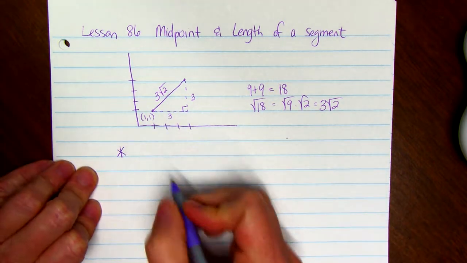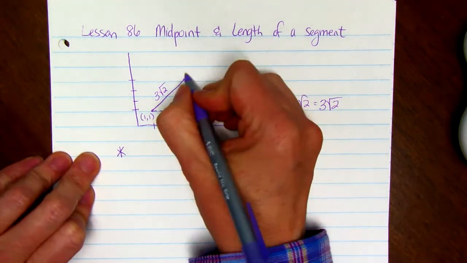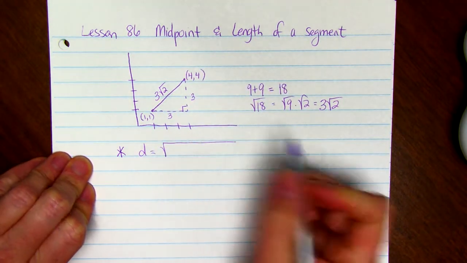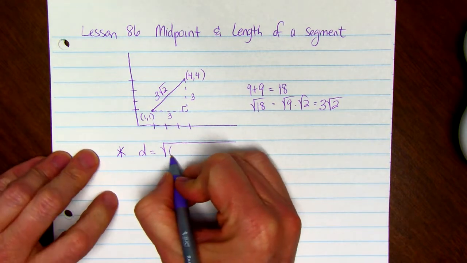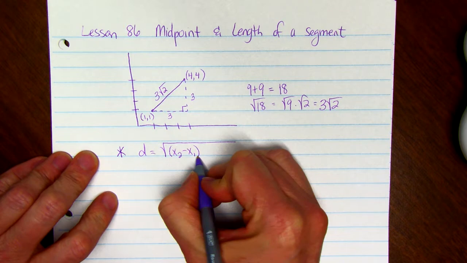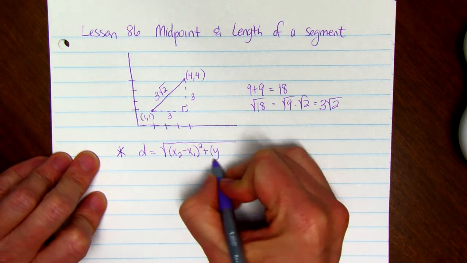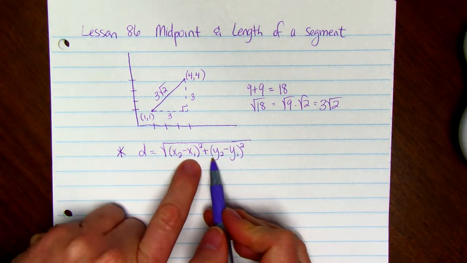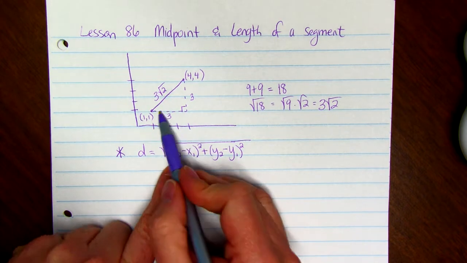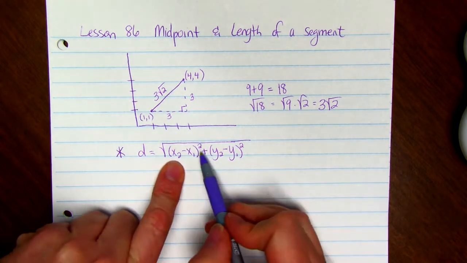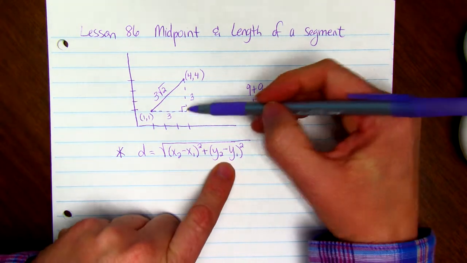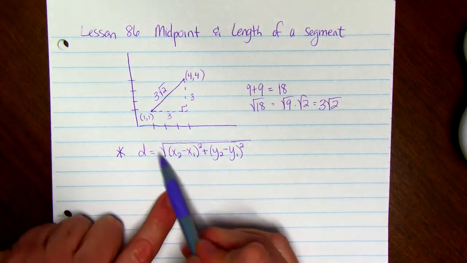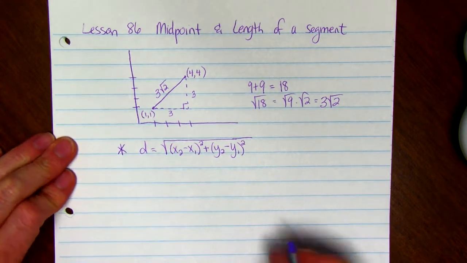Now there is a way that you can do this using a formula if you have your 2 points. So I wanted to label that 4, 4. So the distance is the square root of x sub 2 minus x sub 1, that quantity squared, plus y sub 2 minus y sub 1, quantity squared. This is actually the Pythagorean Theorem. So we found the distance between the x's was 3, and we squared it. And then we found the distance between the y's, which was 3, and we squared it. We added them together to get 18, and then we took the square root. And that's the distance formula.